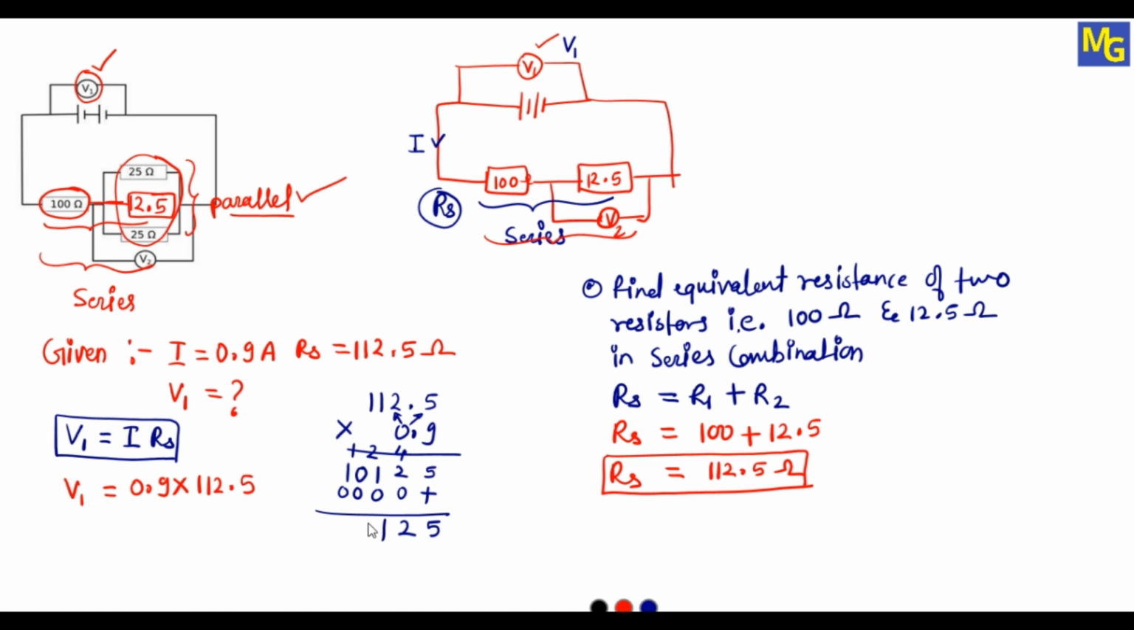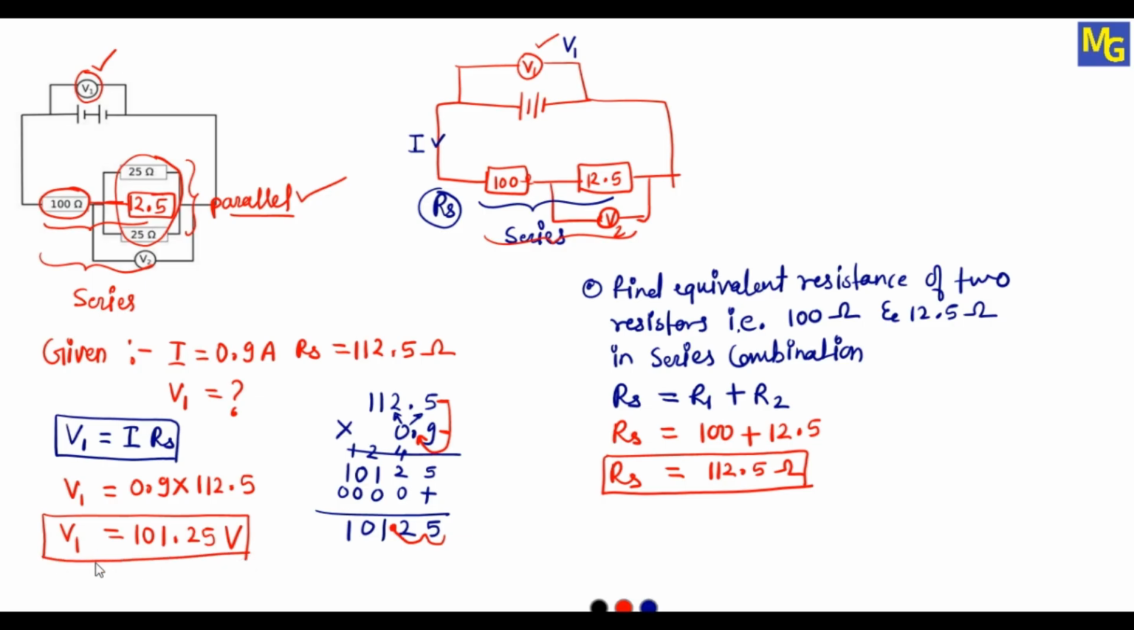Now if you see the decimal point, as I told you, count it: 1, 2 and here 3. So where should the decimal be? It should be after 101. Therefore V1 is equals to 101.25, and the unit is volt because it is voltage. So this will be the reading in voltmeter V1.